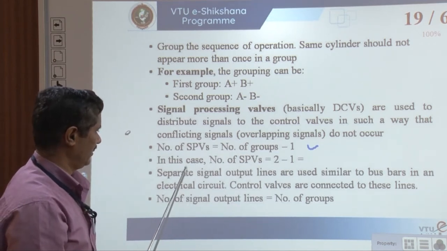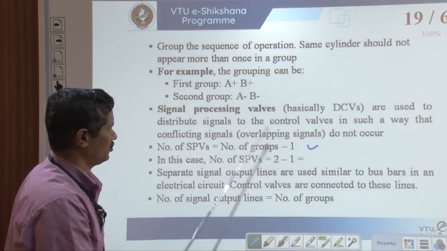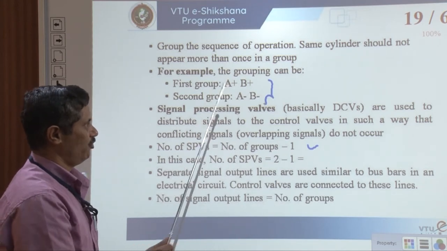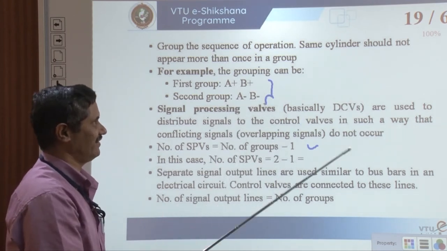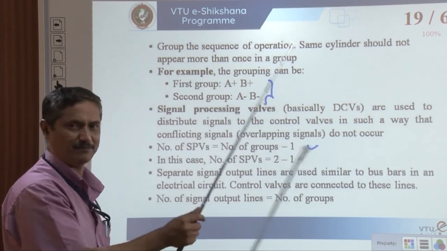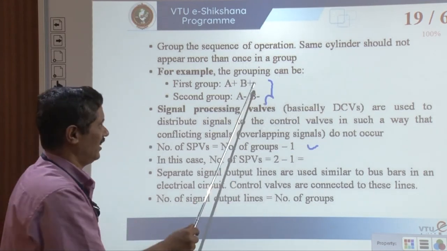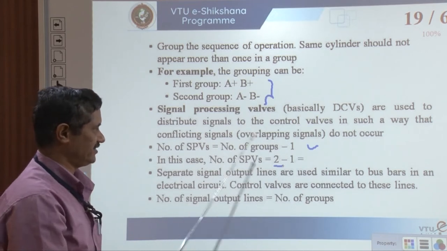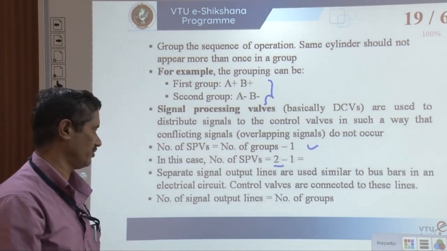Now, for this particular case, we have two groups, with four sequences: A plus, B plus, A minus, B minus. We have grouped that in such a way that the same cylinder should not occur twice. A plus, B plus becomes group 1 and A minus, B minus becomes the second group. Because of this, we have got two groups, and as the groups are 2, I am putting 2 here. So, the number of SPVs that we need is 2 minus 1. That is how we can calculate the number of SPVs required for a particular circuit.